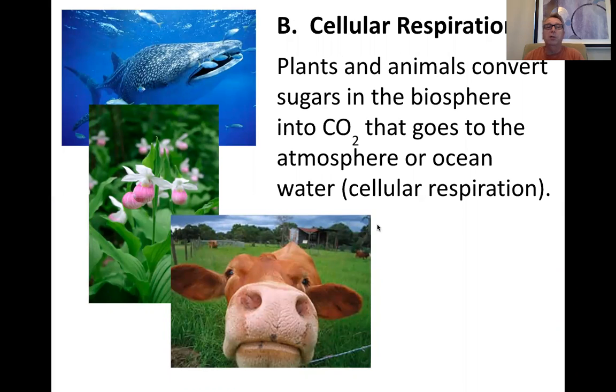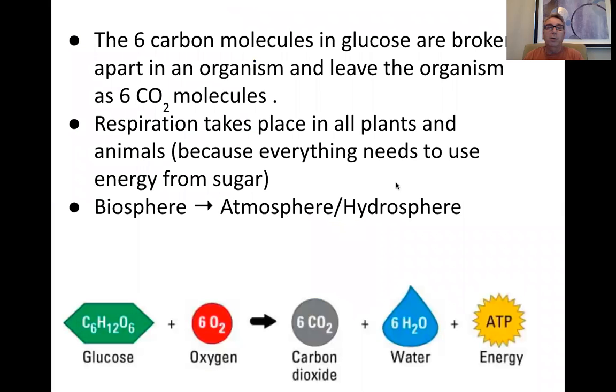Cellular respiration, again, something that we've talked about. Plants and animals convert sugars in the biosphere, and that gets turned into CO2 that goes to the atmosphere or ocean water, right? So that's cellular respiration. So we have six carbon molecules of glucose broken apart in the organism and leaving the organism as six carbon dioxide molecules. Respiration takes place in all plants and animals because everything needs to use energy from sugar. Again, we just went over that.